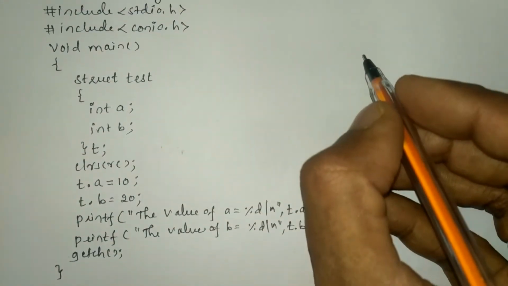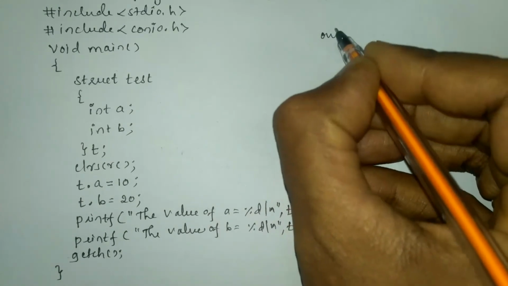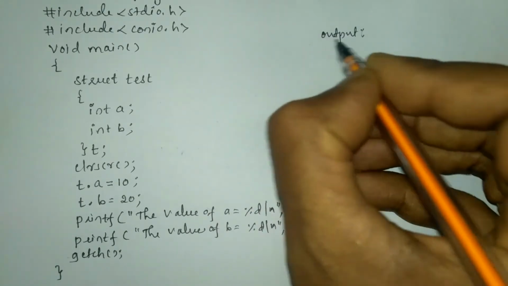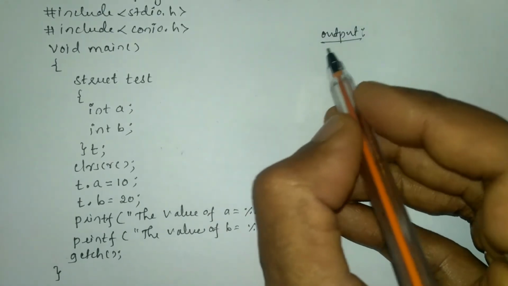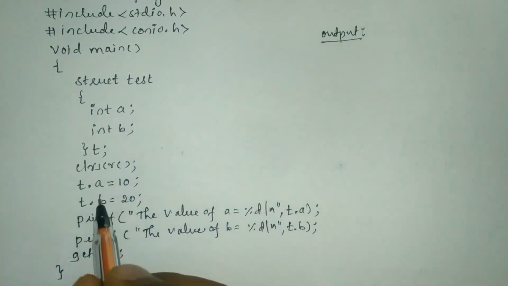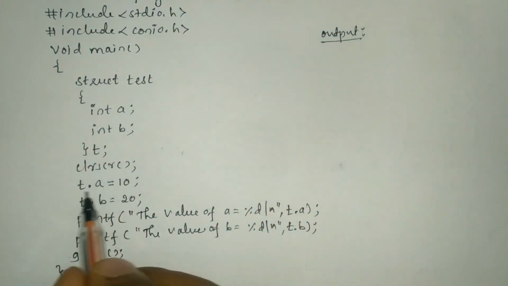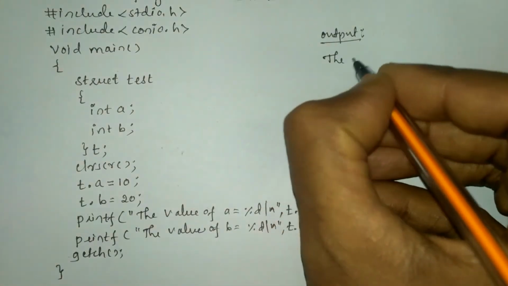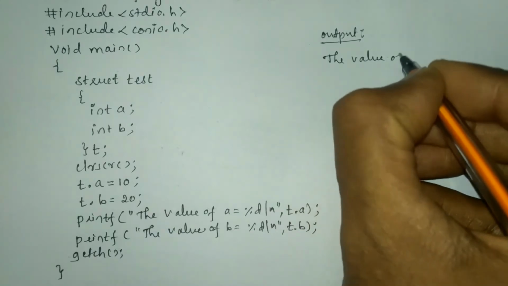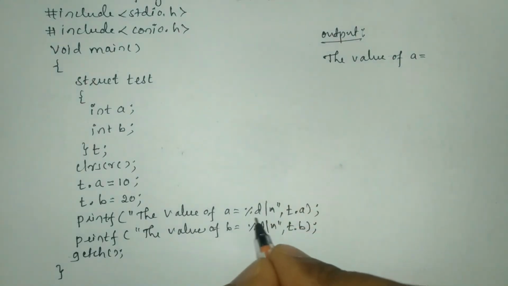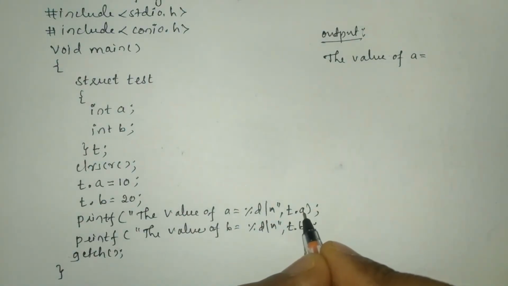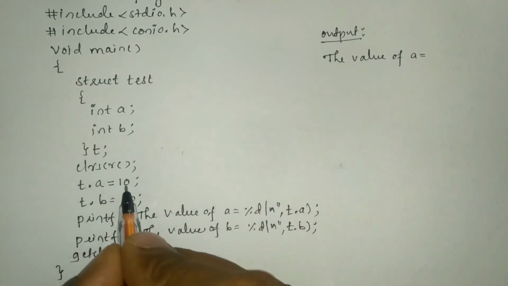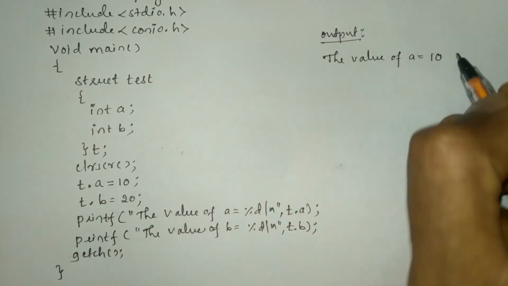Now let us take an example of what happens when we compile and execute this program. So let me write the output. It is going to initialize the variables with values 10 and 20. Then it directly prints the value of a is equal to, where this %d is associated with t dot a. Here t dot a is assigned the value 10, so it is going to print 10.